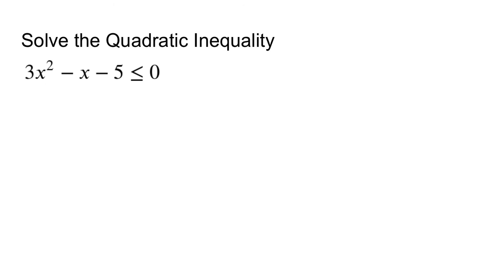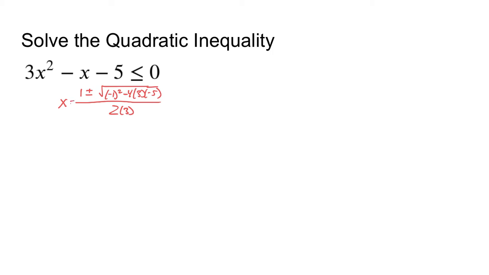Let's look at another one. 3x squared minus x minus 5, less than or equal to 0. Even if I ignore that less than 0, I have a quadratic equation here that's not factorable. So I'm going to have to figure out a different method to solve this. Why not the quadratic formula? Okay, so let's see. That is the opposite of b plus or minus the square root of b squared minus 4 times a times c all over 2a.